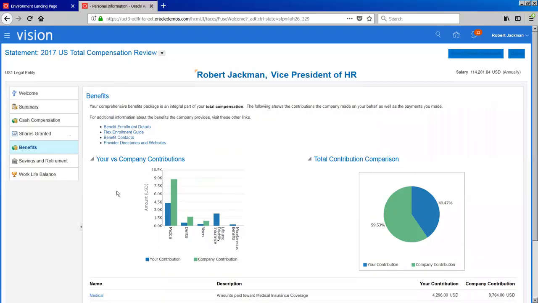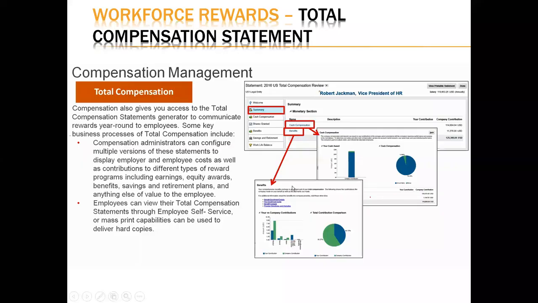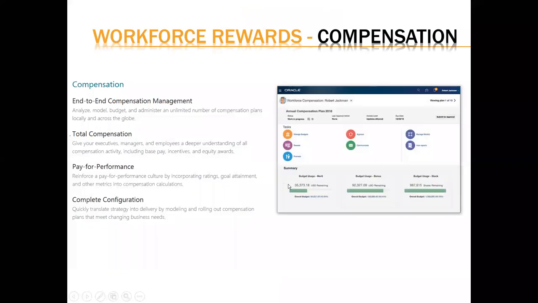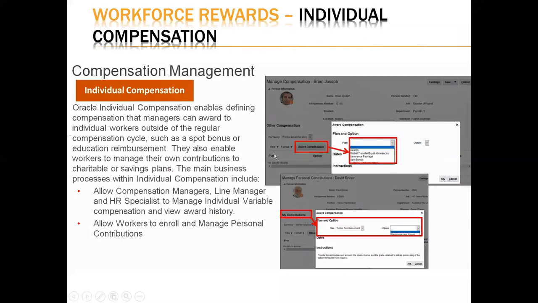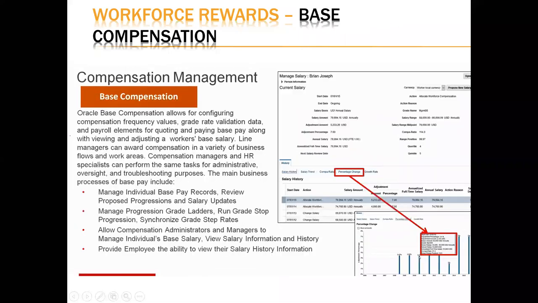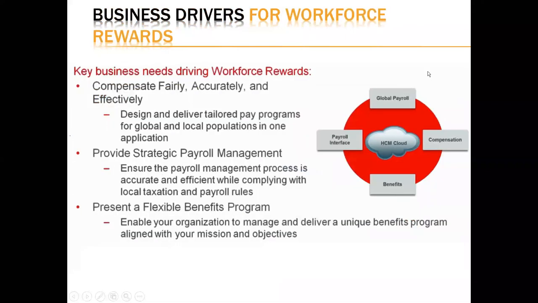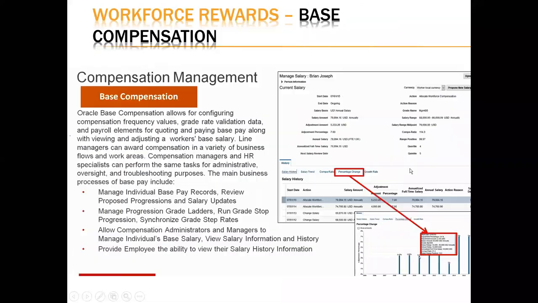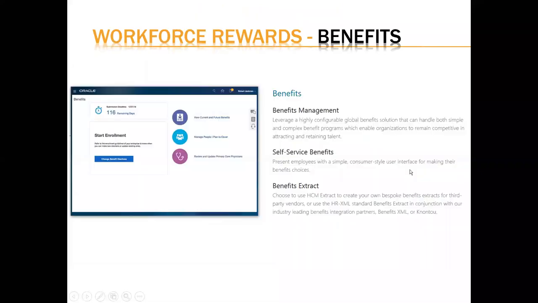This total comp statement also comes along with the workforce rewards compensation module. So when you say workforce rewards compensation module, it brings along base compensation, individual compensation, workforce compensation, and total comp statement. And again, in the workforce rewards module, everything is separate licensing. Payroll is separate licensing, compensation is separate licensing, benefits is separate licensing. Everything is different. So it is a very important module.